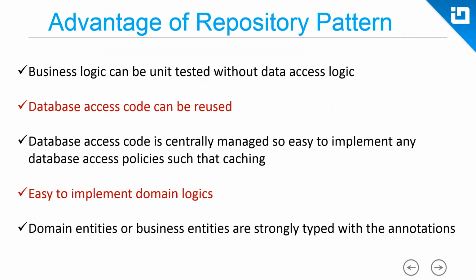Then here we are actually following domain driven development, so it is easy to implement domain logic. Remember, we first created a domain entity, then we created the domain repository interface, and then we came to the database. So if we follow repository pattern, working with the domain gets easier. Then domain entities or business entities are strongly typed with their annotations. As we saw, we used strongly typed domain entities, and we put data annotations on them like required, maximum length, and all those things. And our application has all these advantages. So this is the advantage of repository pattern.